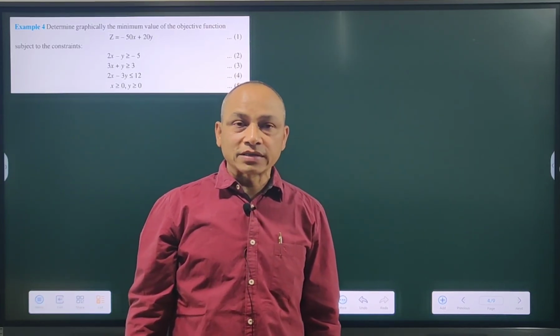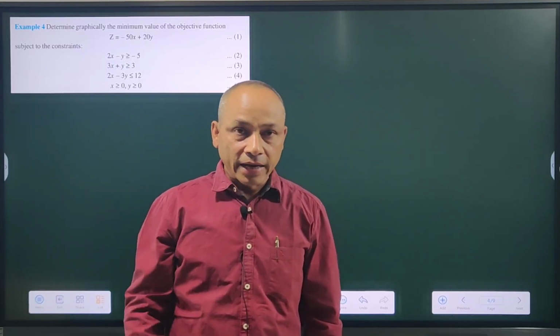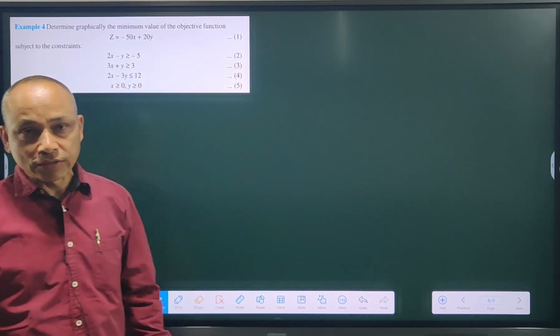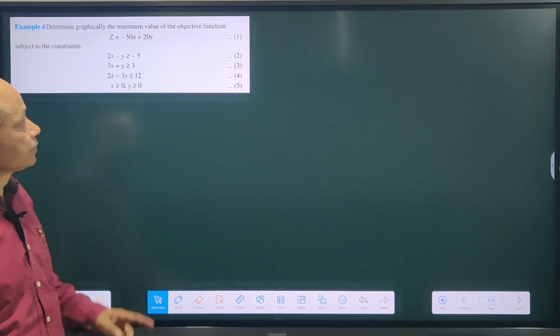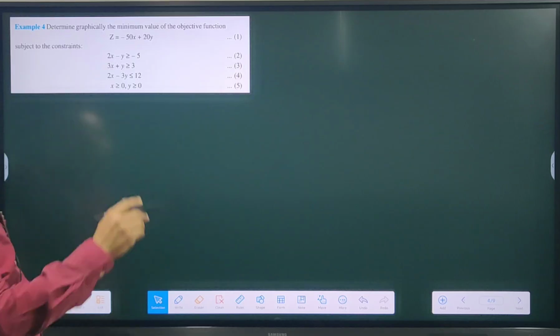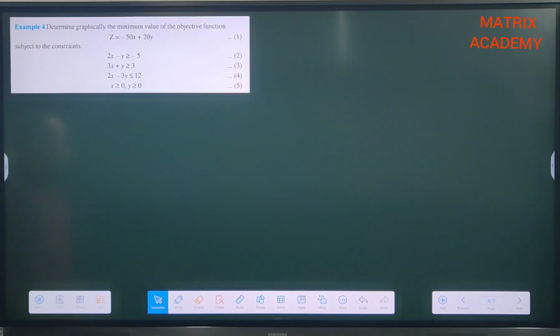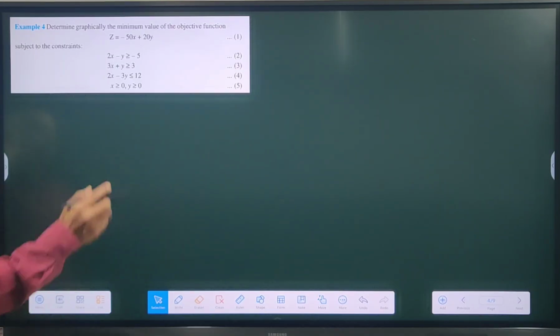So students, we discussed the concepts of linear programming in the previous class, and today we are going to discuss questions of a little bit higher level. This is the first one. Determine graphically the minimum value of the objective function z equal to minus 50x plus 20y, and these are the constraints. Now, how do we solve this linear programming problem?